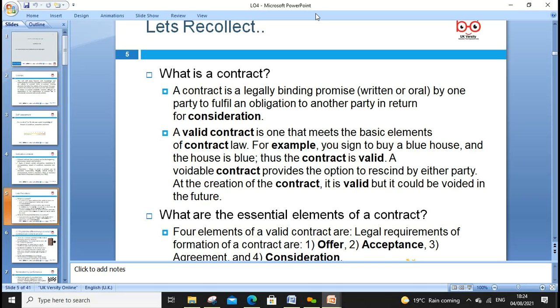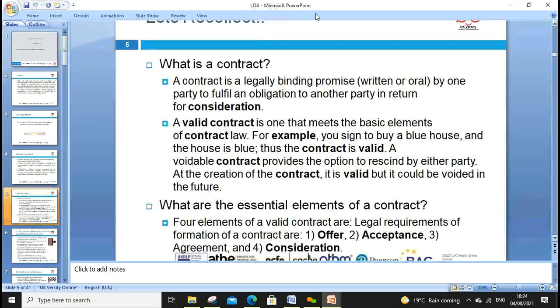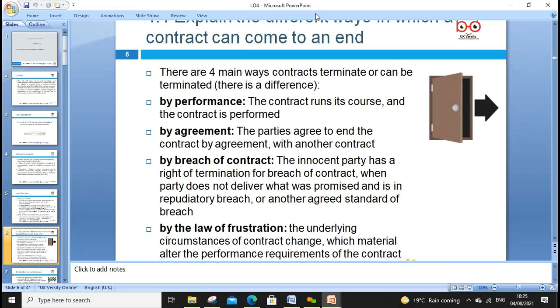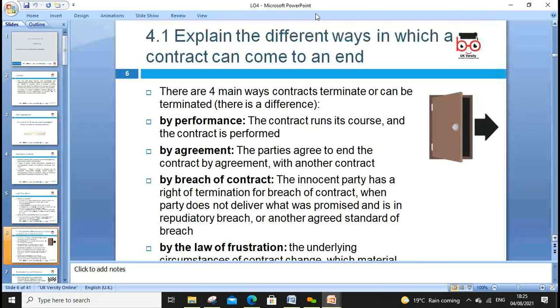So where are the essential elements? There we discussed there should be offer, acceptance, consideration, sound mind, and agreement. Then we explain the ways in which a contract can come to an end. Here are the four ways a contract can end. By performance: whatever we agreed, we did the work, we performed, the contract is finished. In future, we're not responsible for it, like between builders. By agreement, the parties agree to end the contract, both parties agree to finish the contract.